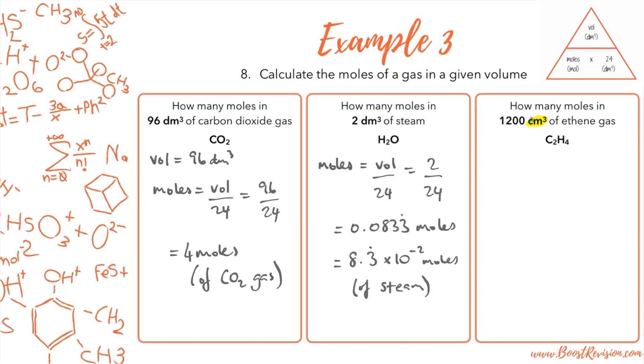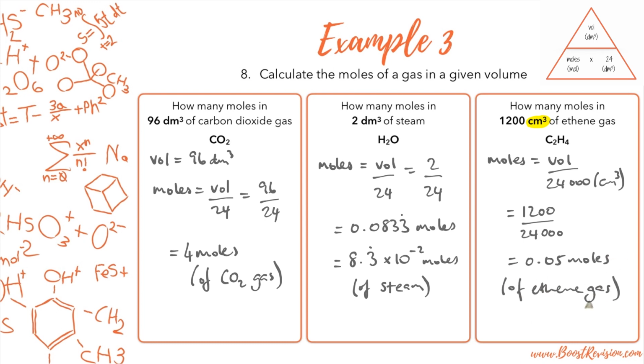And then the last one's slightly tricky because the volume is given to us in centimetres cubed. So we've got 1200 centimetres cubed of ethene gas, which means we can either do 1200 divided by 24,000, or we can divide the 1200 by 1,000 first, giving us 1.2, and divide that by 24. Both ways will give us 0.05 moles of ethene gas.